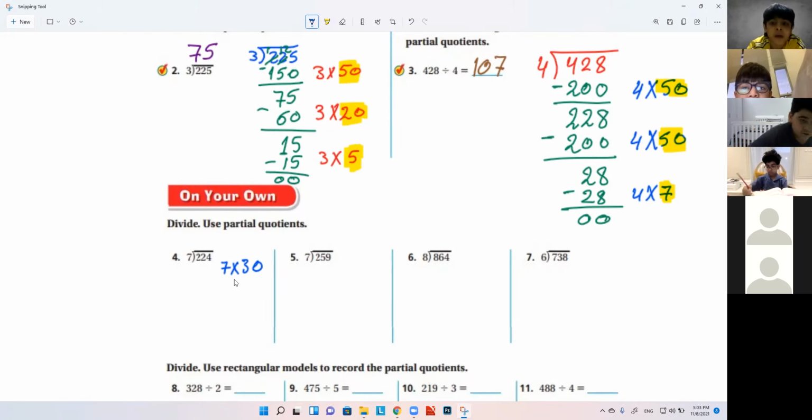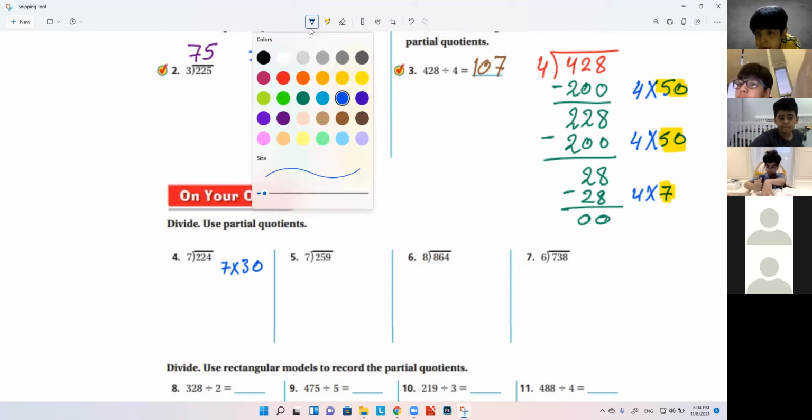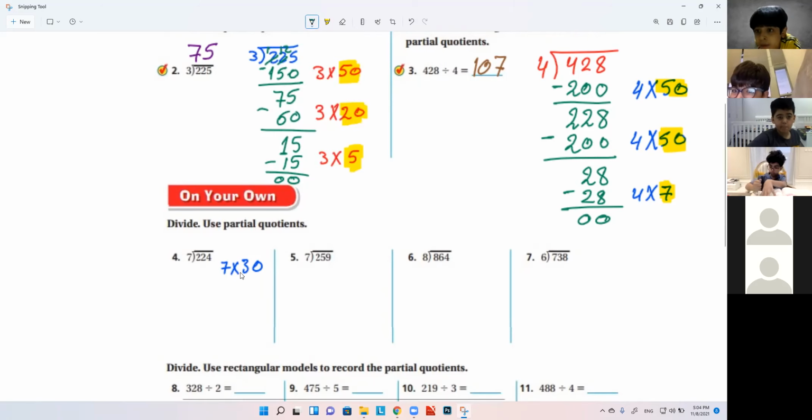Okay, if you are confused about multiplying by what, let's try to multiply by 30. If it's smaller than 224, so it works. If it's greater, so we can't, okay? Okay. So let's multiply 7 multiplied by 30, and let's see what is the answer. So 7 multiplied by 30 equal to what, Haidar?